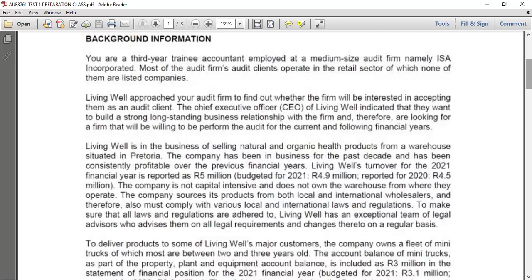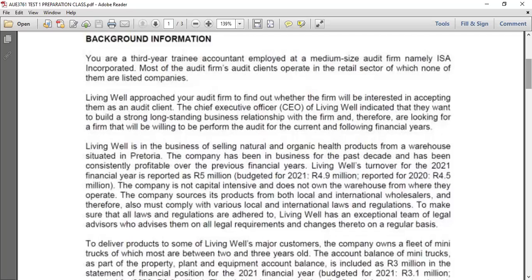The company is not capital intensive and does not own the warehouse from where they operate. The company sources its products from both local and international wholesalers, and therefore also must comply with various local and international laws and regulations. So from our knowledge from our previous classes, already you should know that here you are talking about some of the risks that can be involved. They are sourcing their products both locally and internationally. That means they might be trading in forex, which can create a risk there, and also must comply with various local and international laws and regulations. They can also create a risk there.